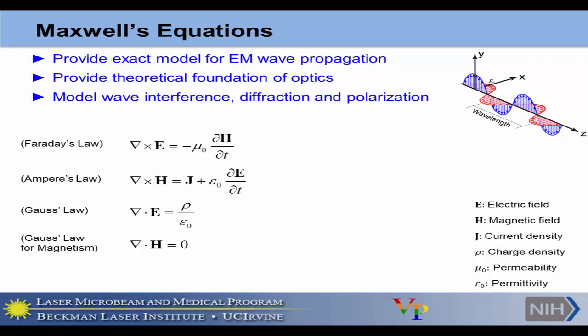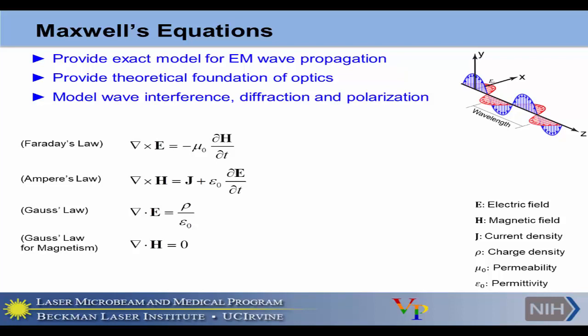If you look at Maxwell's equations, I'm going to briefly explain them. So the first one says that if there's a change in magnetic field, that will generate an electric field. So when we take a closed volume, the change in magnetic field will generate an electric field. The second one is when there's a change in electric field, that will generate a magnetic field. In addition, when there's a current density, that will also generate a magnetic field.